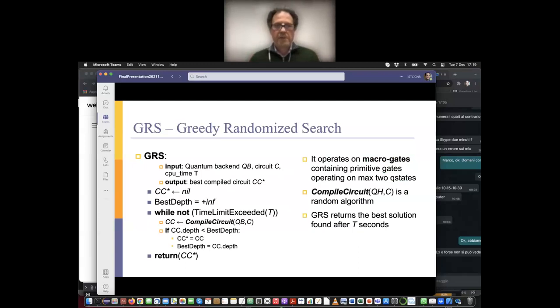Okay, and just a few words about the schema of the algorithm, which is the compiled algorithm, which is a greedy randomized search. Basically, the idea is to propose an algorithm which is repeated for a limited amount of time. The algorithm finds several solutions and keeps the best. And the core of the algorithm is the one we call compiled circuit, which is a random algorithm, where each time you run it, you get a different compilation. So at the end, we return the best solution.